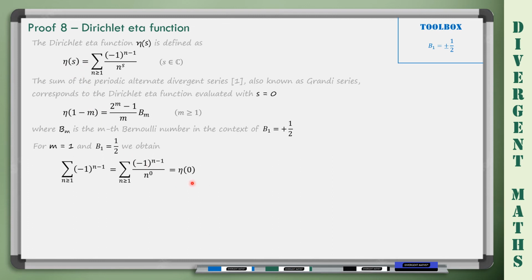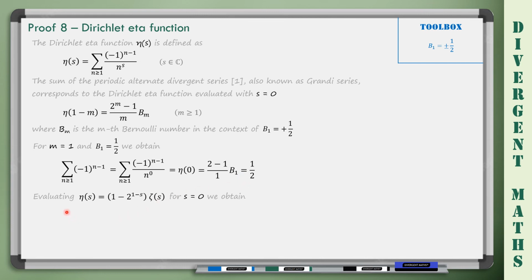So we write it down. And now we use this formula. How do we get eta at 0 for m equal 1? That's what we say here, for m equal 1. So 2 to the 1 is 2, minus 1 over 1, obviously it's b1, which we are in a context of plus 1/2, it's equal to 1/2.